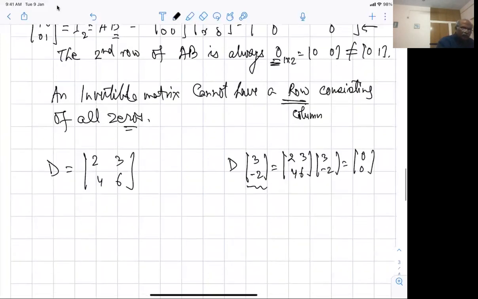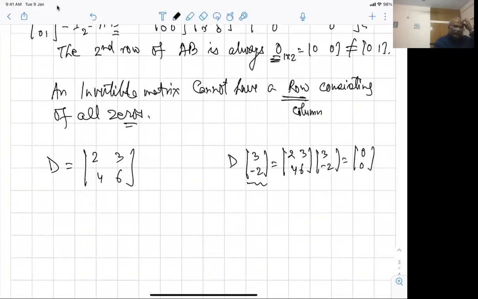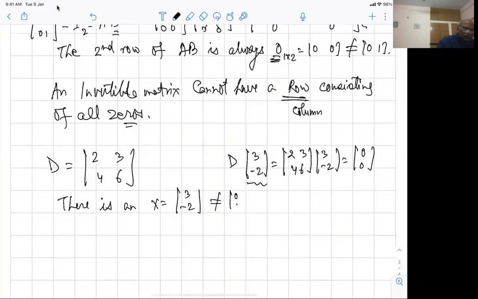This is a very important idea that I have an x. So there is an x which is 3 comma minus 2, which is not the 0 vector, such that D times x is 0. Fine. This is important. This is a 2 cross 1 vector. So I have this.